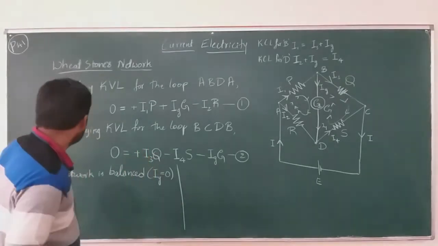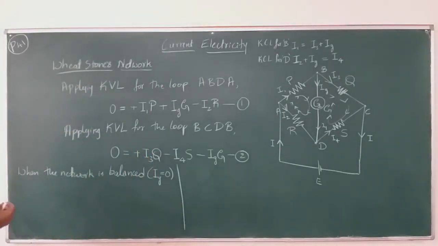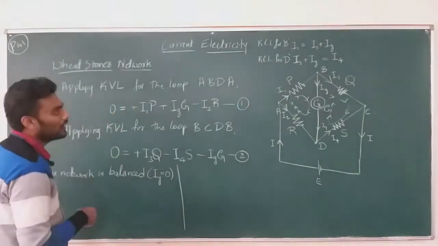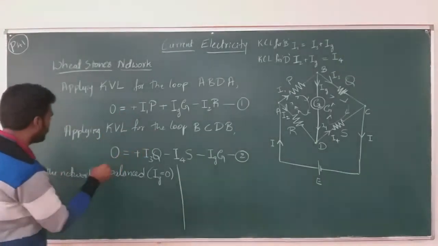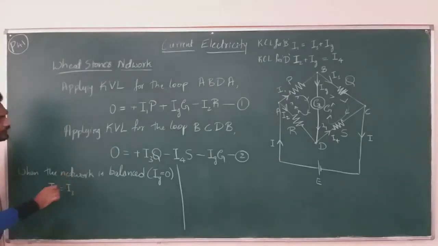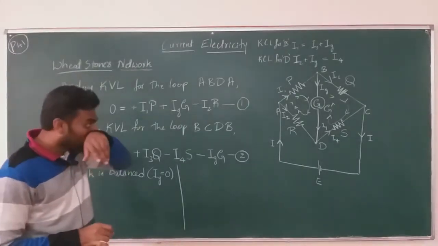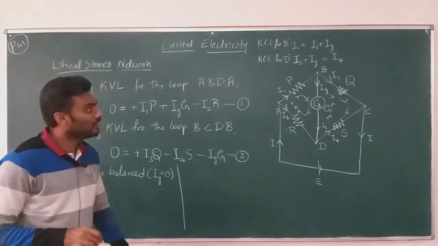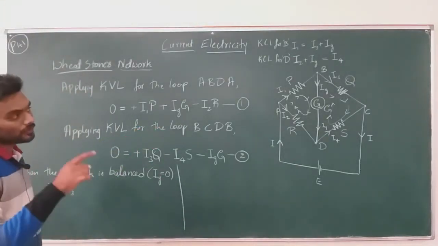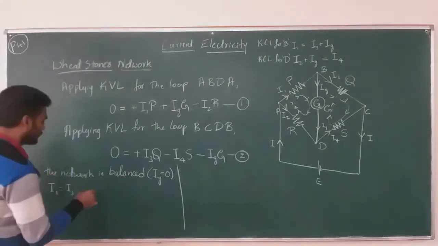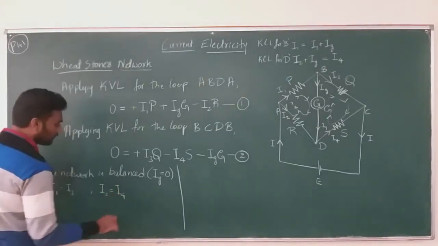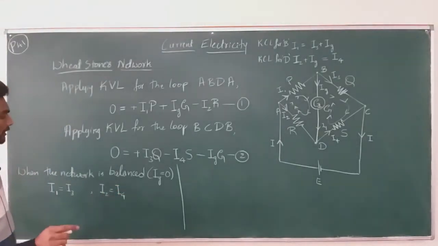Okay. Now, when the network is balanced, what happens to the first equation I1 is equal to I3 plus Ig? Ig is 0 and hence we get I1 is equal to simply I3. And what happens to the second equation? I2 plus Ig is equal to I4. Ig is 0 again, so it simply becomes I2 is equal to I4. Okay, clear on that? Good.